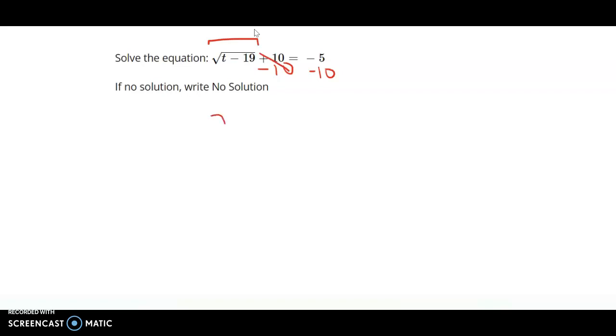So now we just have the square root of t minus 19 equals negative 5 minus 10, or negative 15. Now there's no number in front of the square root, so we don't have to divide anything. So now we can go right to getting rid of the square root. What we're going to do is square both sides. The square root and the squared cancel each other out, and we end up with t minus 19 equals 225.